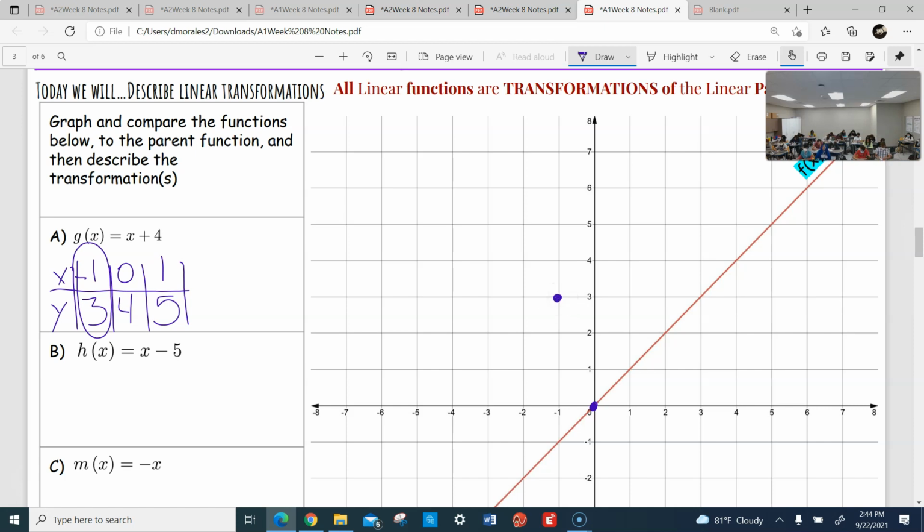My second point is at 0, 4. So from the origin, I go 0 left or right, which means I don't go left or right, but I just go straight up 4 and put a dot there. My third point in my table is 1, 5. So I go +1 space to the right of the origin and up 5. Do we now have enough points to make a straight line?